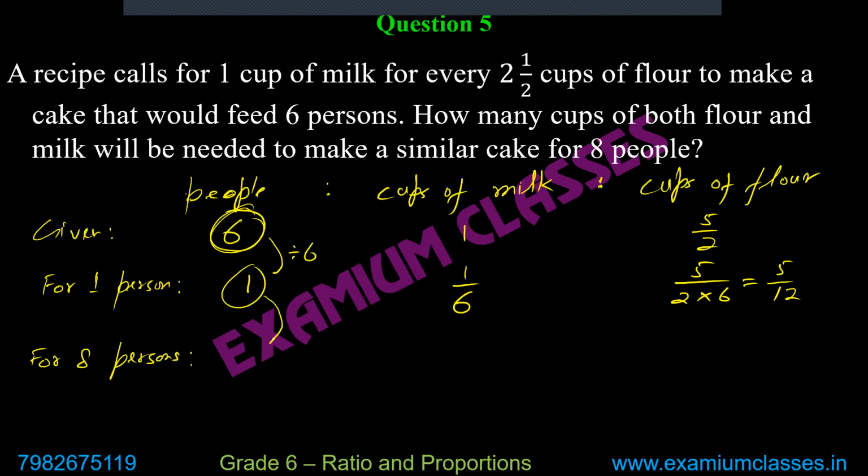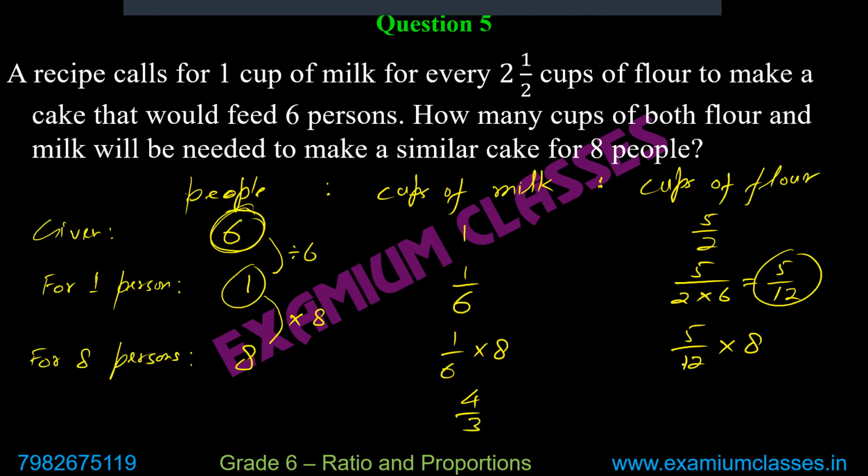Now for 8 persons, how do you get 8 from 1? You multiply by 8. You multiply 1 by 8, you get 8. It means this one also you need to multiply by 8. This one also you need to multiply by 8. So what are the values you get? You get 8 by 6, that is 4 by 3.